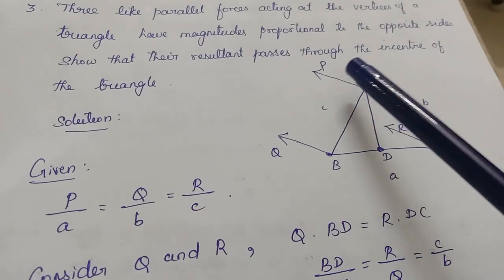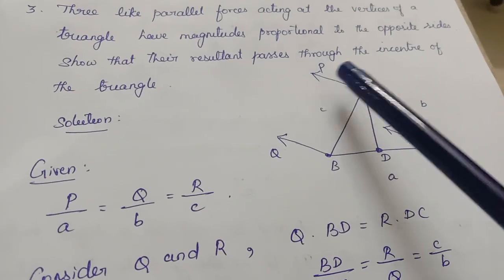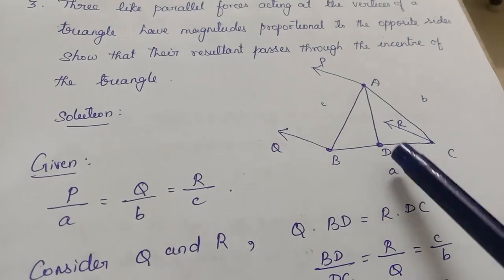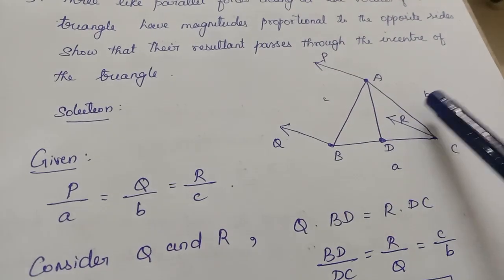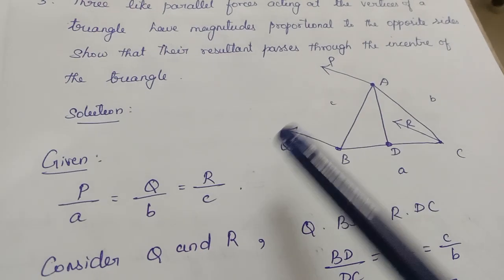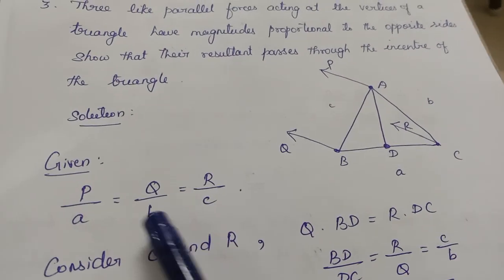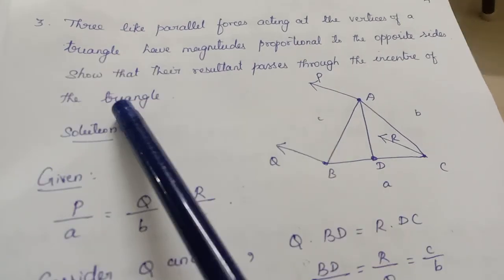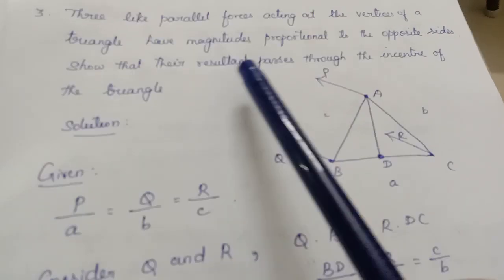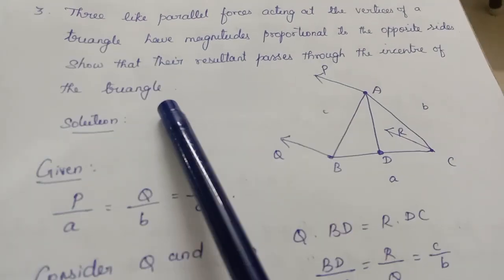So here what they have given, each force is proportional to the opposite side's length. That means P is proportional to a, Q is proportional to b, and R is proportional to c. That is the magnitudes. Okay. So these are given things. What we have to prove, show that the resultant passes through the incenter of the triangle.